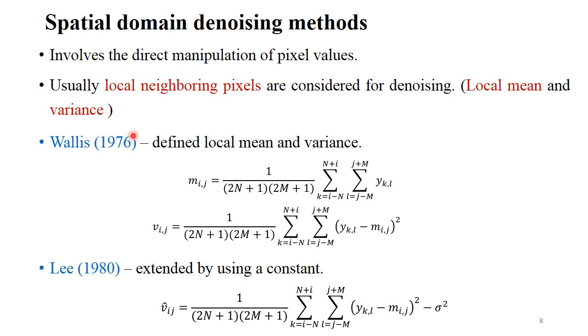Now, there is also a sentence said in the literature: image denoising is a well-studied concept. What is the meaning of well-studied? The concept of noise and denoising has existed from long back. That's why we are taking literature from 1976. So that means it's a well-studied problem. Wallace defined local mean and variance, then Lee extended this by making use of a constant value. I'm not going through this mathematics, you can just go through it. There are several mathematical parts.